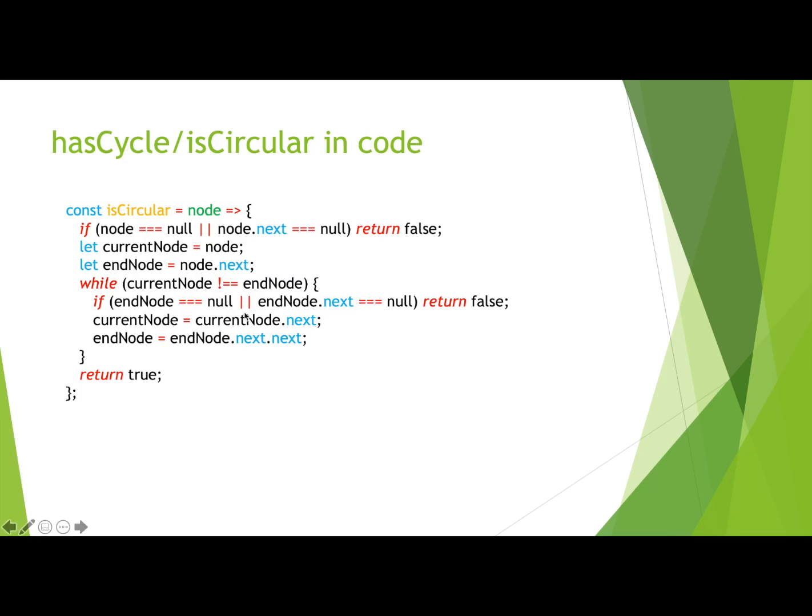And then if this doesn't get hit, we're saying current node equals current node.next. So we're moving our current node over by 1, and we're moving our end node over by 2. So our end node is growing by 2, our current node is growing by 1. And then finally, we're going to return true if our nodes ever overlap.